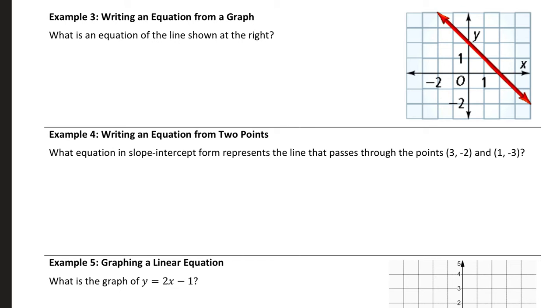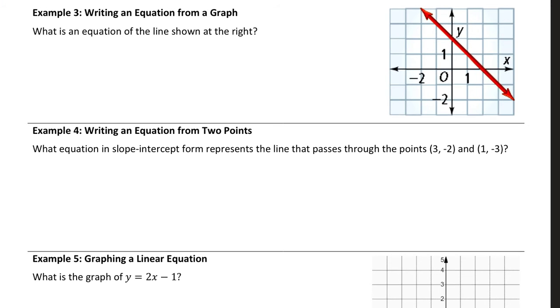So in example 3, writing an equation from a graph. So we have to pick out a few things here. We have to find the slope. We have to find the y-intercept. So the first thing, in my opinion, the easiest thing to find is the y-intercept. This graph is crossing the y-axis. Look at the graph at this point. It's crossing at a y value of 2. So my y-intercept is 2.